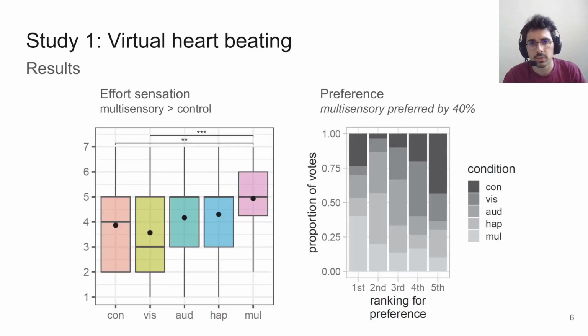Okay, so the results of this study are the following. We have a significant effect on effort sensation. So the multisensory condition performs better than the control condition. And we have a majority of 40% of participants who prefer the multisensory condition.